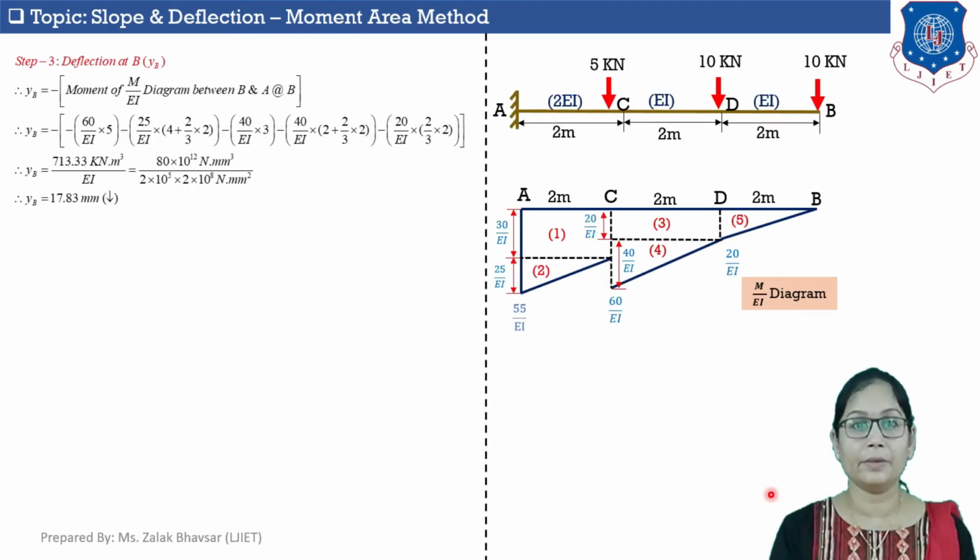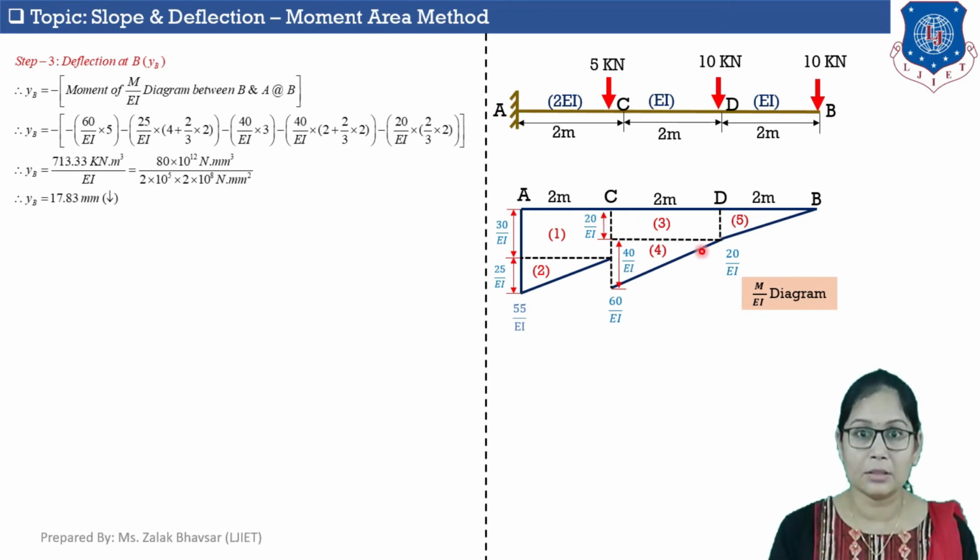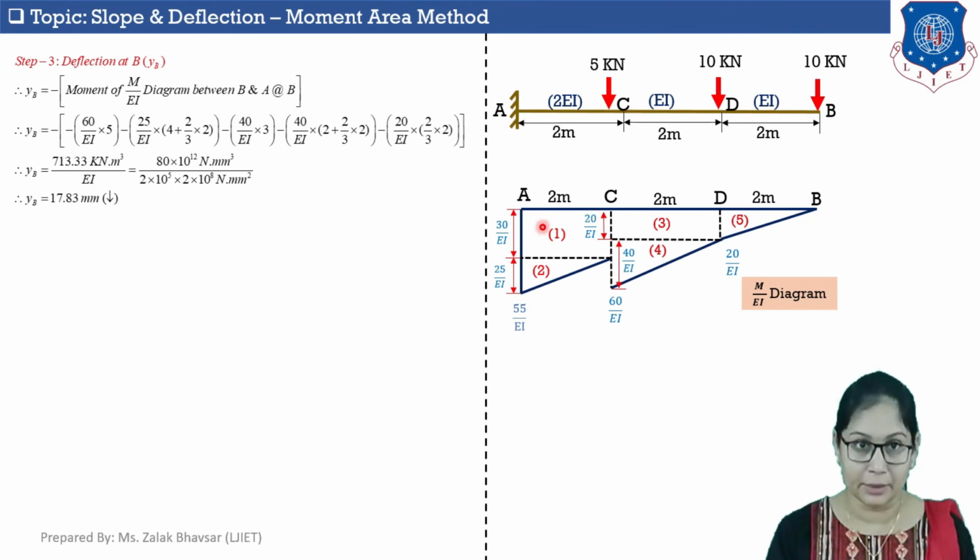In step number 3, we will calculate the deflection at point B and I denote it as YB. Here we apply moment area theorem 2 for calculation of deflection, and here is the equation to calculate deflection at B, which is YB is equal to minus moment of M upon EI diagram between point B and A about point B. So for calculating deflection at point B, we need to take moment of all these 5 shapes about point B. So let's start with shape number 1.